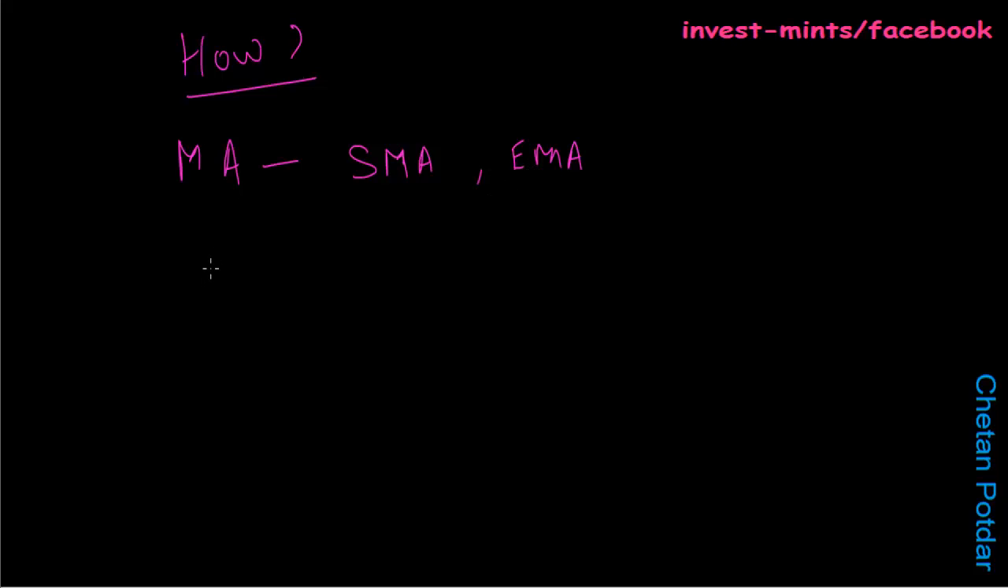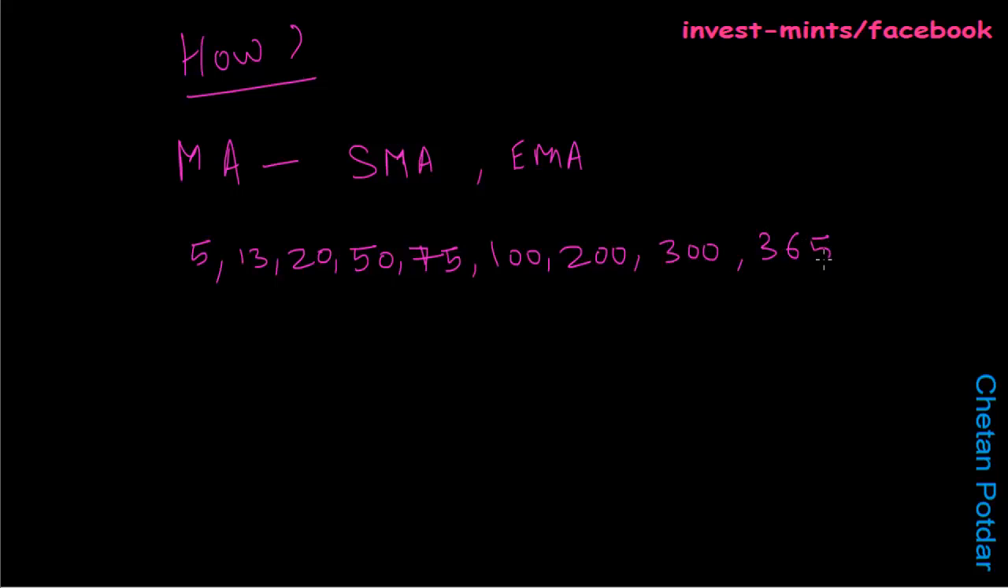The moving averages which we use are as follows: 5, 13, 20, 50, 75, 100, 200, 300, 365. When you actually use different moving averages, depending on the direction of the moving average, you'll actually find out what is a trend. Please pay attention. Do not use moving averages to trade. Moving average is an indicator which gives you the direction. It has got a very strong use, but please do not use it to trade. Most of the people who are retail people always use it to trade, and they always lose money. Yeah. So it's a very simple thing, but please do not use it for trading.